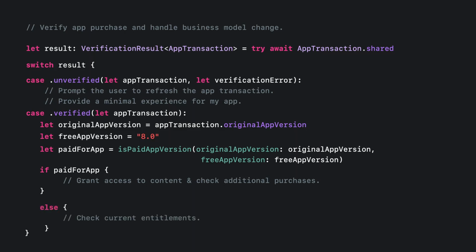Otherwise, I can be confident that the user downloaded my app after I switch my business model, like Bob. This can be a good time to check the user's current entitlements so I can unlock the features and content they paid for. And with just a few lines of code, I was able to verify the purchase of my app, check whether the user downloaded the paid version of my app, and I can immediately start providing my premium content, whether the customer purchased my app or not.